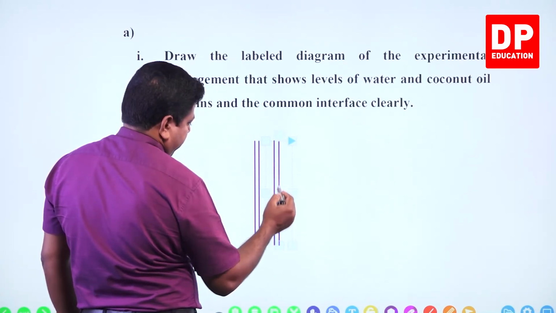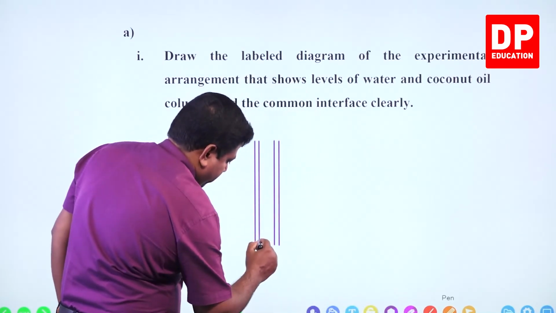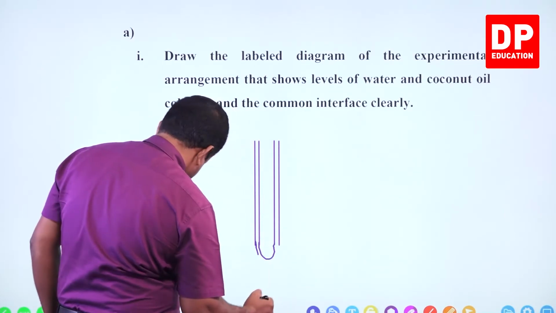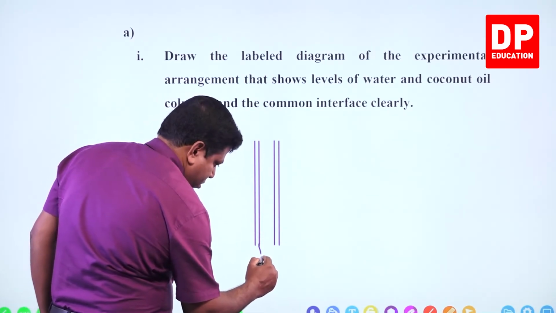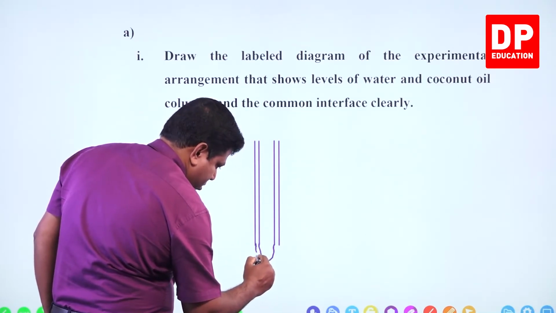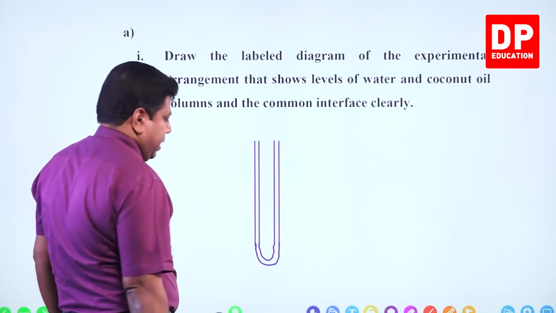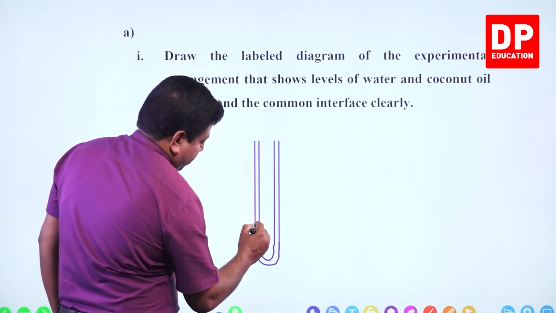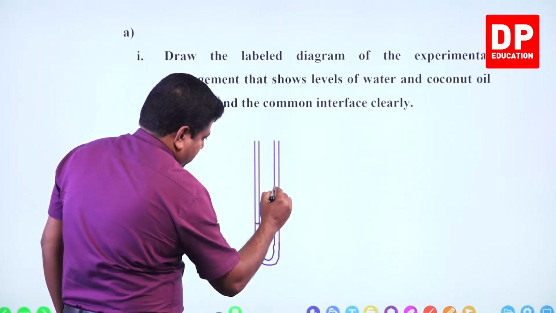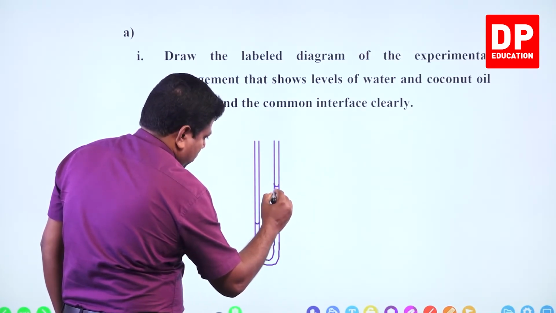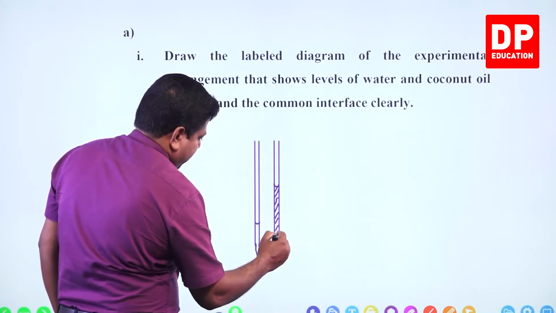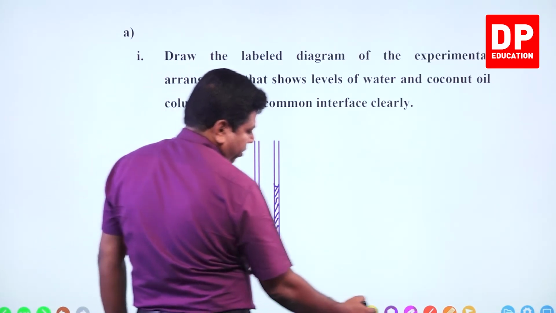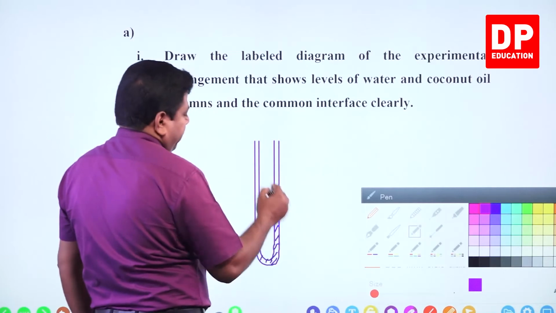This is the other limb. Right. That's what our U-tube is. Let's mark the water level. Make sure you mark the meniscus, not the horizontal level. It must look like the meniscus. And on top of water, let's mark the oil column.